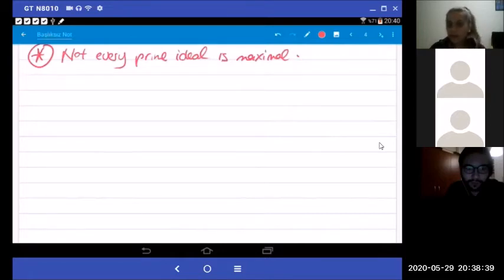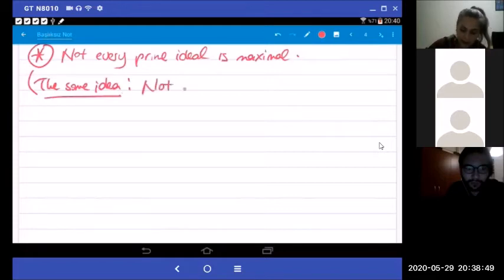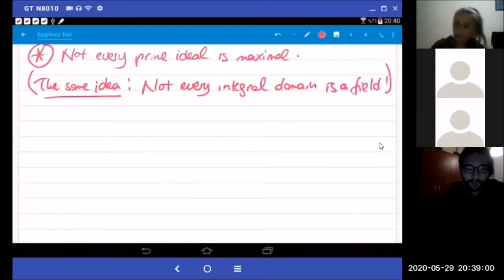Not every integral domain is a field, right? The same idea, let me write. Not every integral domain is a field. So not every prime ideal is maximal, okay?